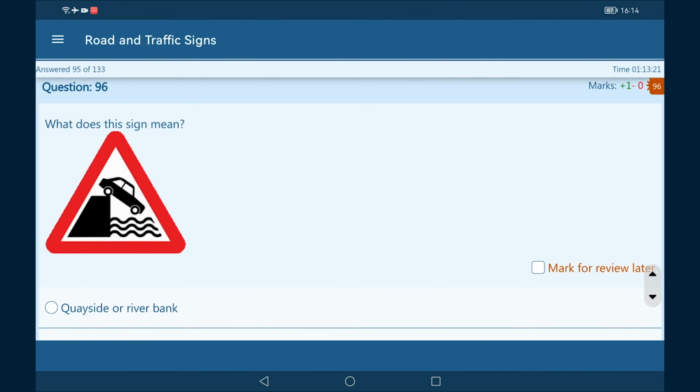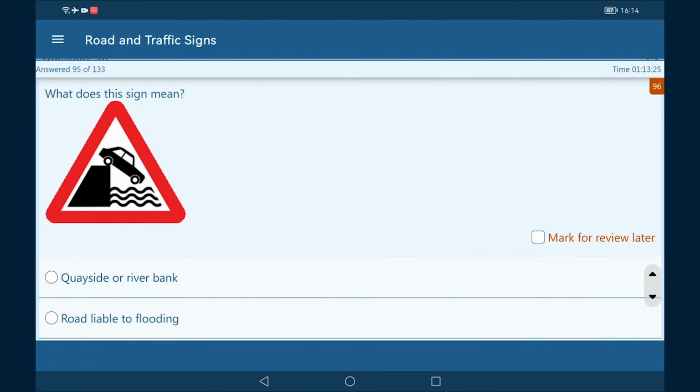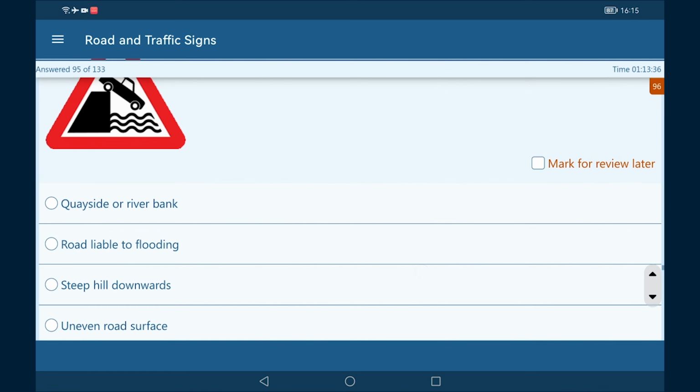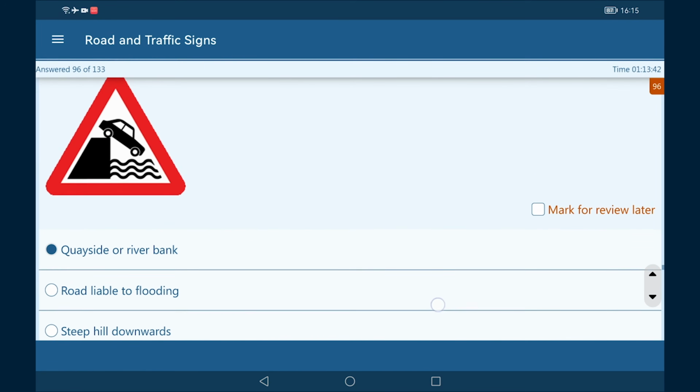Option 1. Quayside or riverbank. Option 2. Road liable to flooding. Option 3. Steep hill downwards. Option 4. Uneven road surface. The correct answer is Option 1, that is, quayside or riverbank.